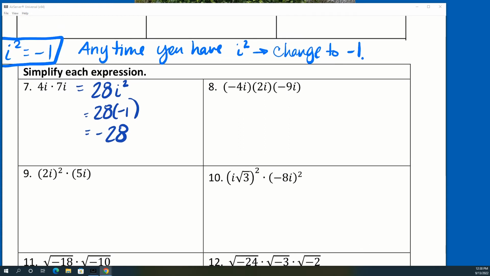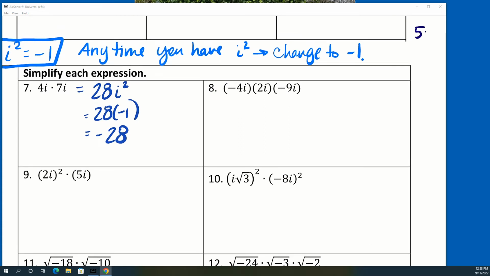So let's say that you have 5i squared. What do you think that's going to be? If i squared is just -1, what do you think 5i squared would be? It'd just be -5. Good. What if you have -20i squared? What's that going to be? Just 20. Nice. What if it goes like more than squared?